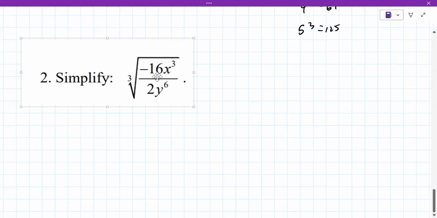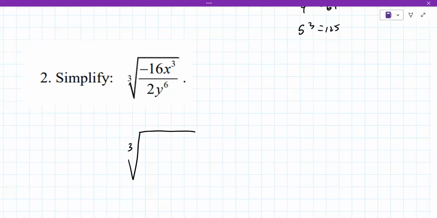If you can, you should reduce. Does anything reduce inside here? Yes. Give me more information. What reduces and what does it reduce to? The negative 16 and 2, that could reduce to negative 8. Okay.